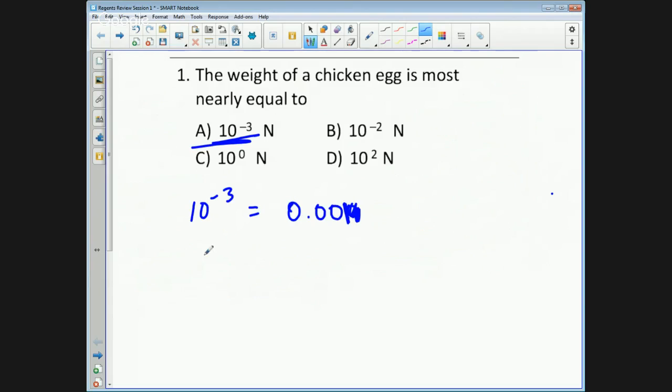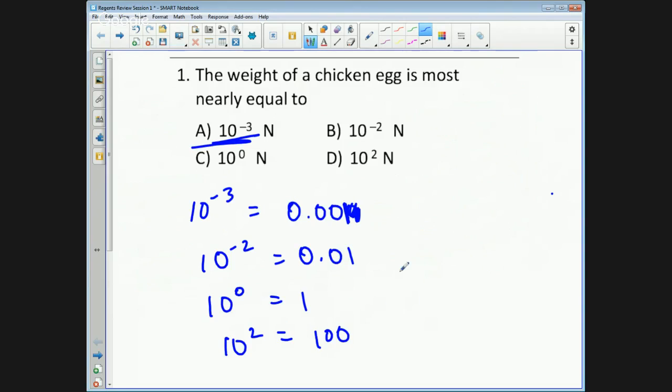10 to the negative 2 would be 0.01. 10 to the 0 is 1, and 10 to the 2 is 100. So which one of these is the closest to the weight of a chicken egg? It would be this one, 1 newton.